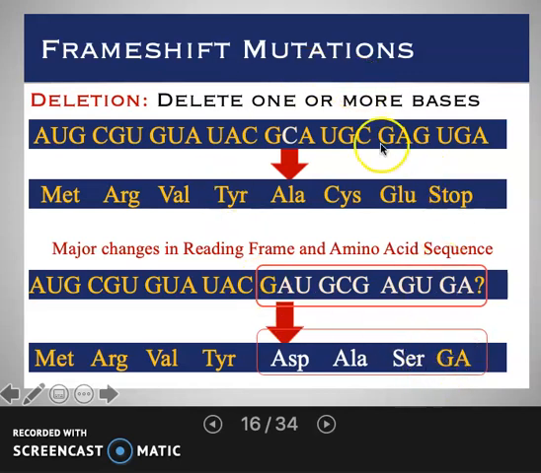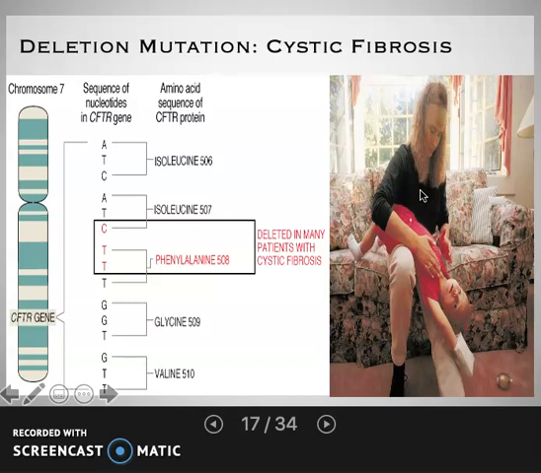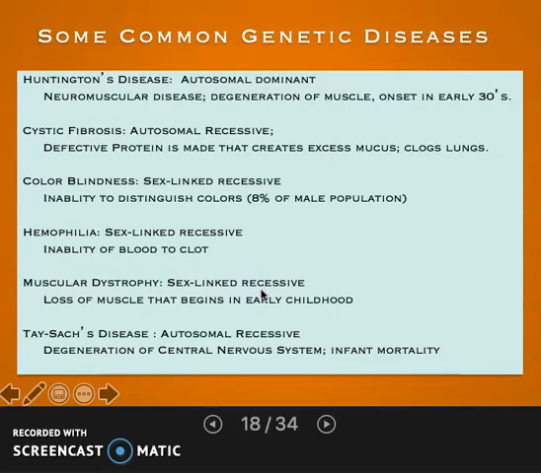These types of frame shift mutations cause non-functional proteins. And a classic example of a deletion mutation is cystic fibrosis. So cystic fibrosis, CF, is a deadly disease that makes for thick mucus, and it has to do with the elimination of these three letters. Well, we're going to look at genetic disease in detail.